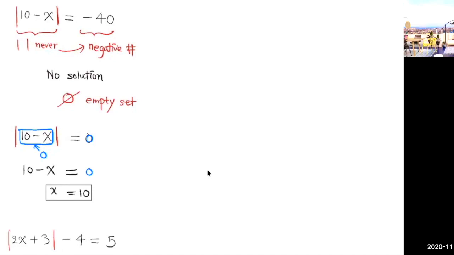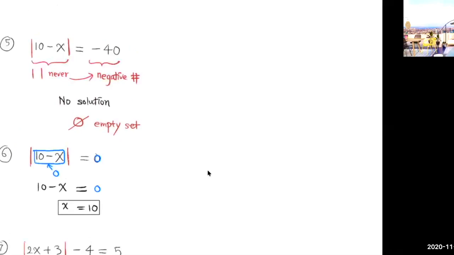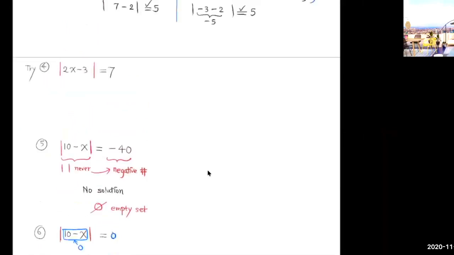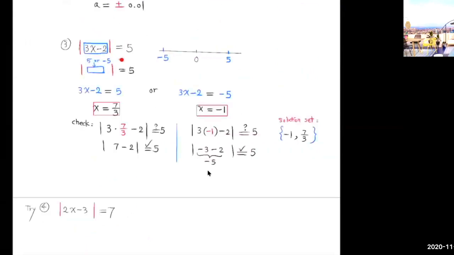Now we actually have three cases. Absolute value equal to a negative number, no solution. Absolute value equal to 0, and then you have the expression inside equal to 0. And if absolute value equals a positive number, like this one over here, then you will have the expression inside equal to either that positive number itself or the opposite of that positive number. So we have these three cases.